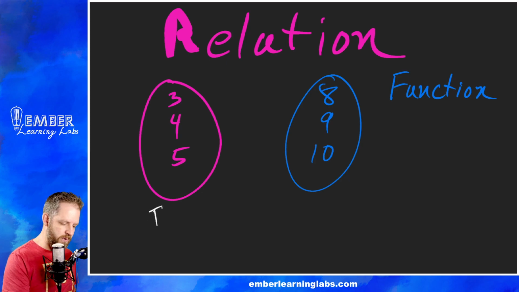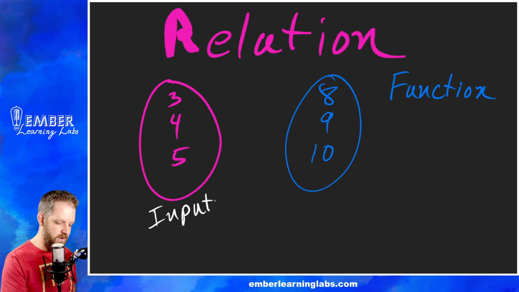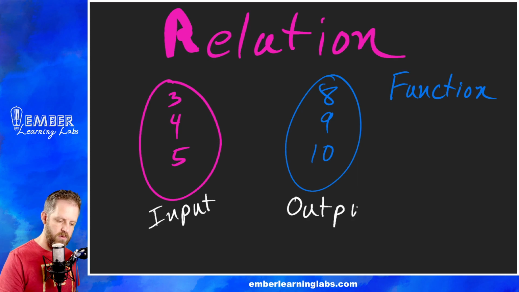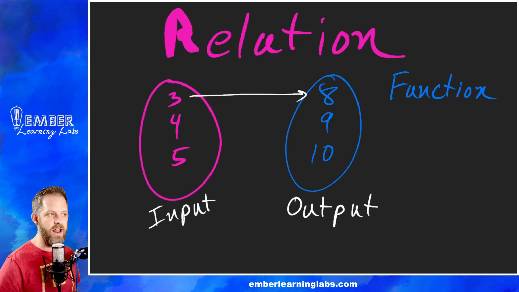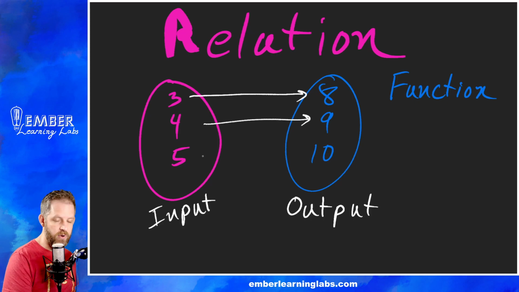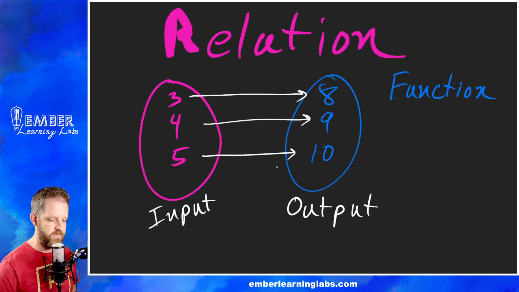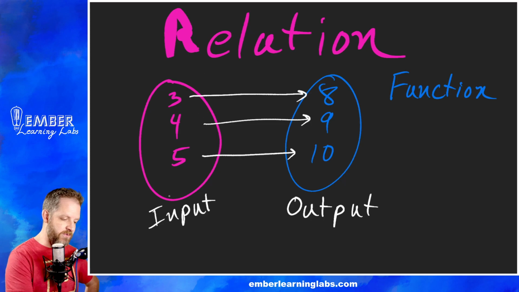For every input into the function, there is only one output. So maybe this could be mapped to where if we put in a 3, we get out an 8. If we put in a 4, we get out a 9. Put in a 5, we get out a 10. Right? So this could be a function, right? Because for every single input, there's only one output.